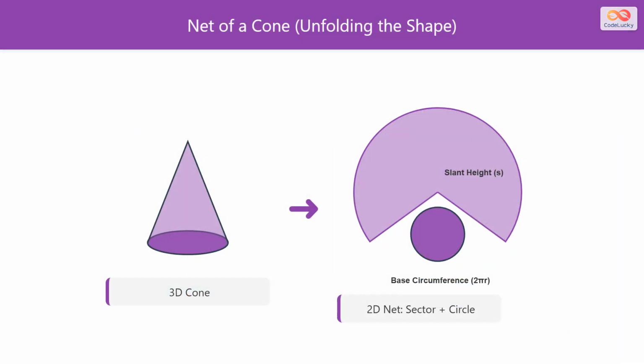To understand surface area, it helps to unfold the cone into a flat 2D shape, called a net. When you unfold a cone, you get two distinct parts: a small circle, which was the base, and a large sector of a circle, which was the curved side. The radius of this large sector is actually equal to the slant height of the original cone.